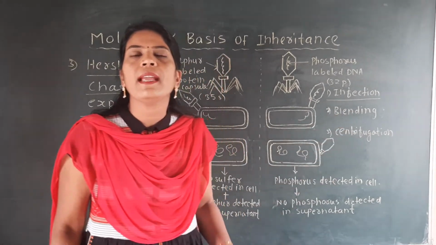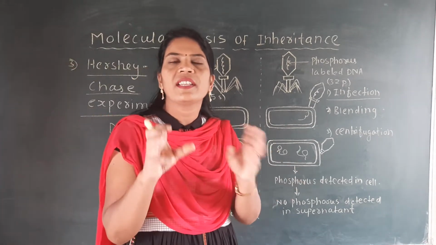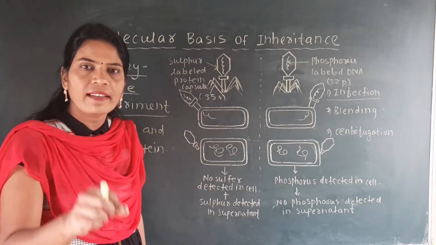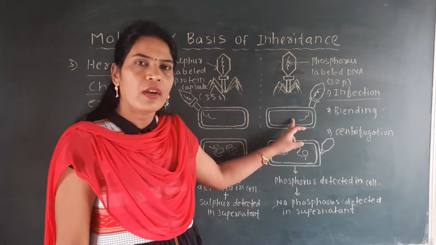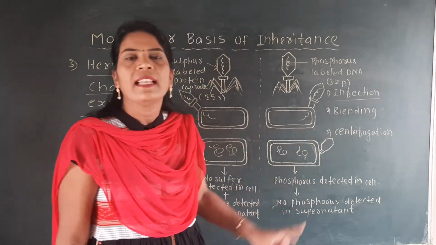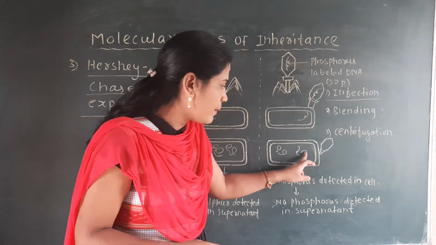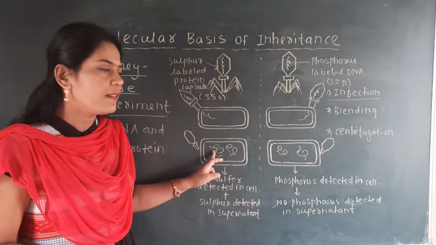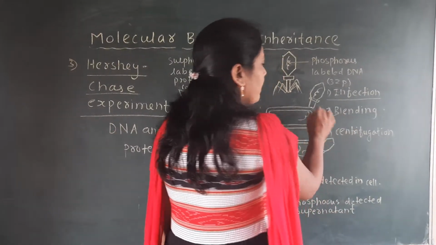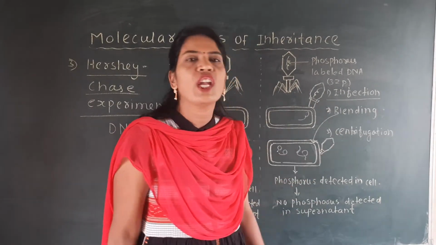What is meant by blending? Blending means that the genetic material of the virus mixes with the genetic material of the bacteria, and that process is called blending. To save space, again I am saying that I have reduced one figure, so this figure is given the name infection as well as blending. That means here you will see that the genetic material of the virus and the genetic material of the bacteria mix with each other, and that process we call blending. And the third process given here is called centrifugation.